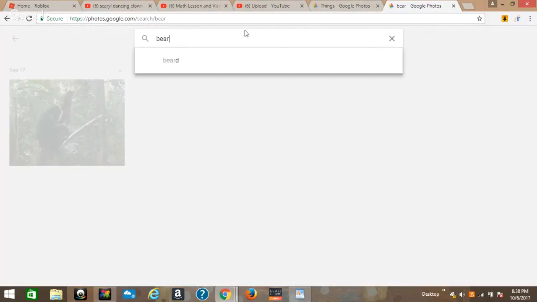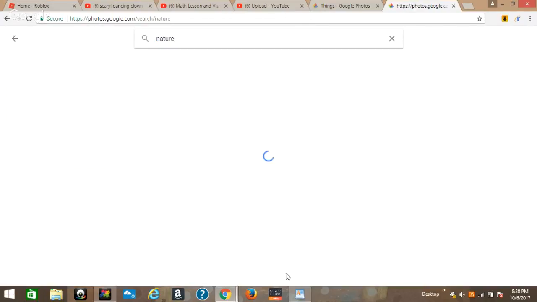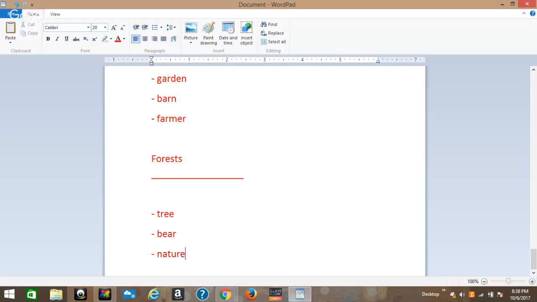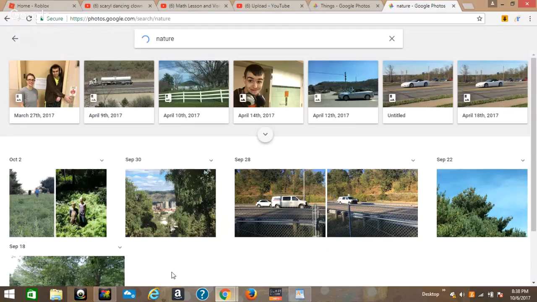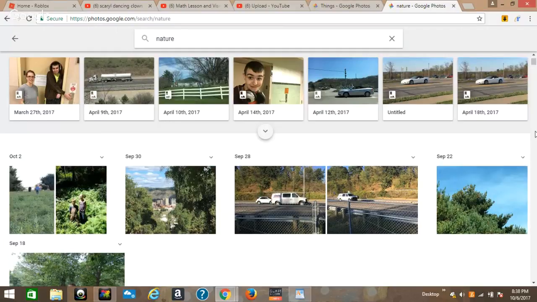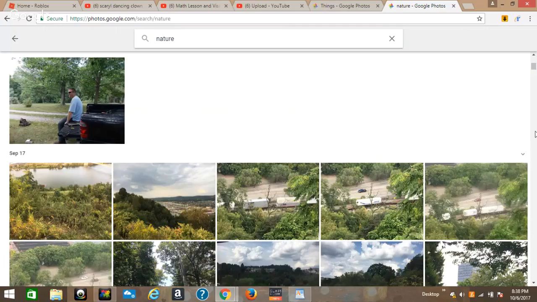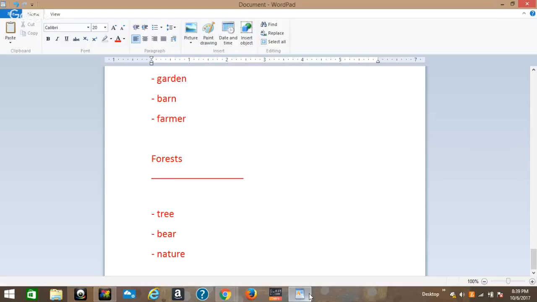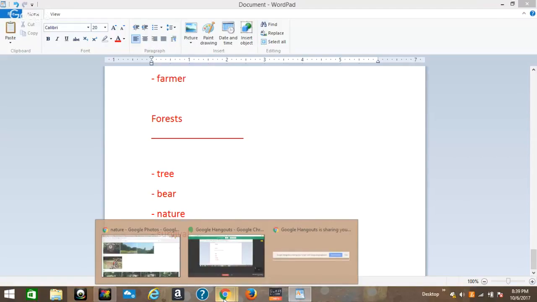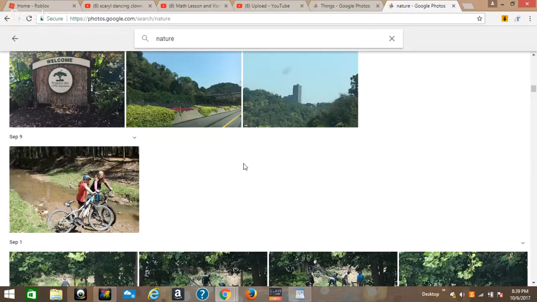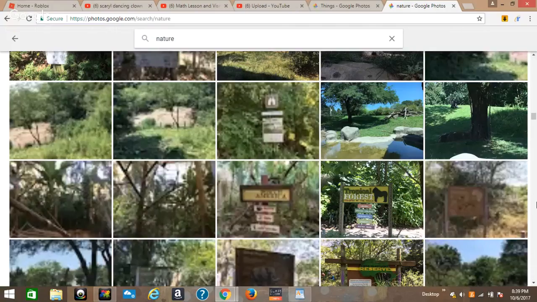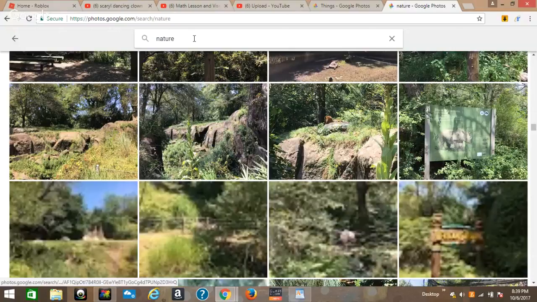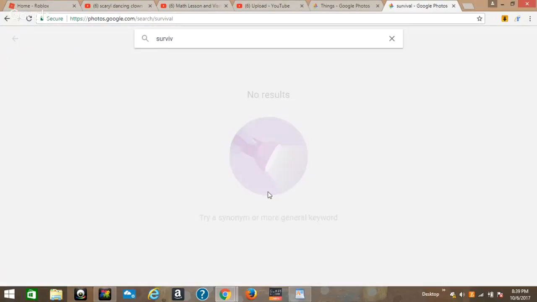The forest, all right? Nature. Okay. Another thing. That's nature, by the way, okay? Another thing in a forest. The lake. There's another one. Now, if you don't survive in the forest, what's going to happen? You die. Survival.